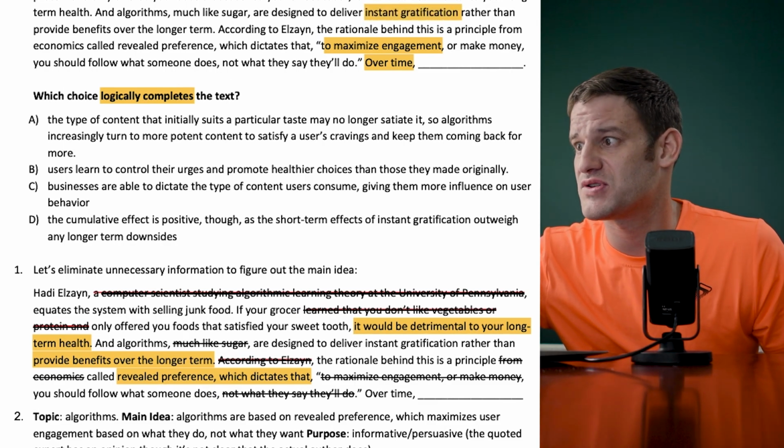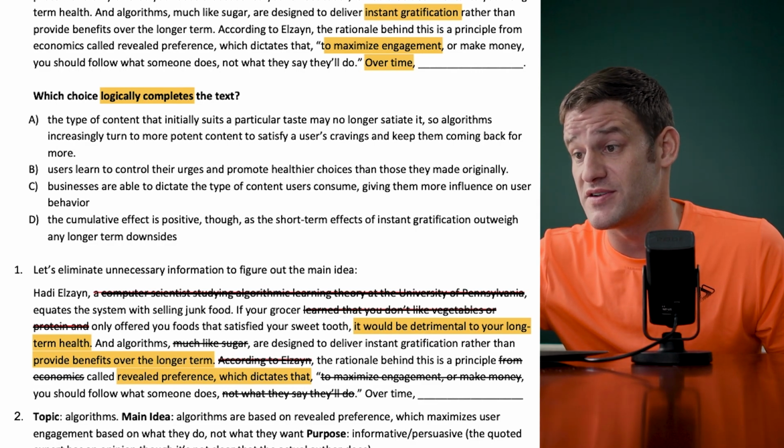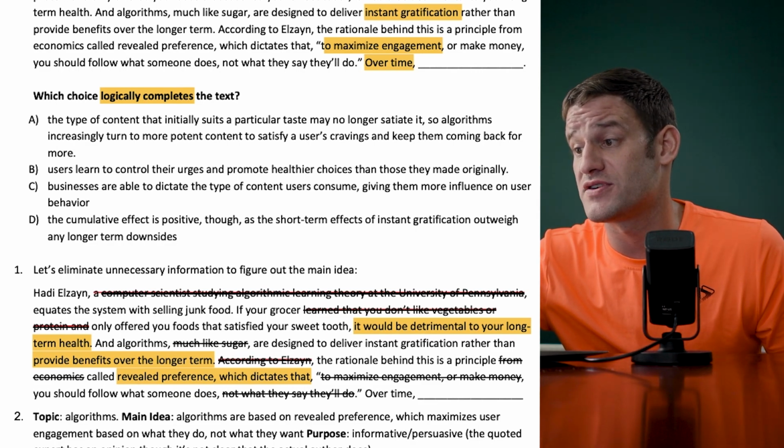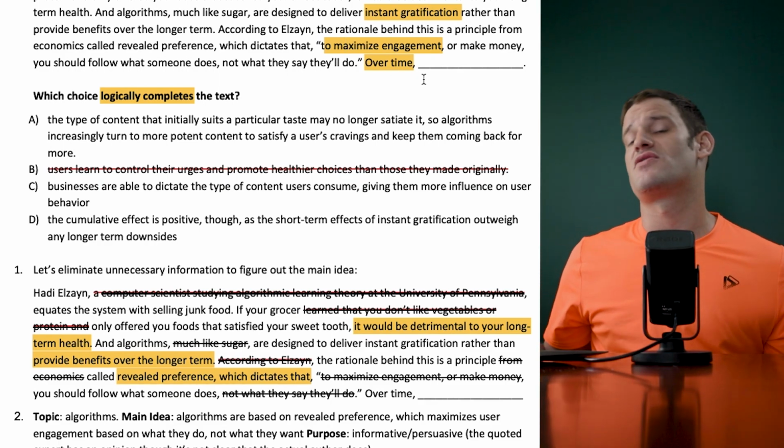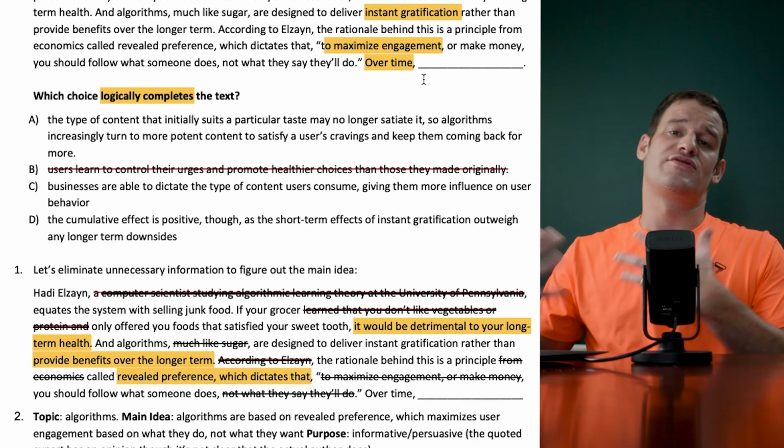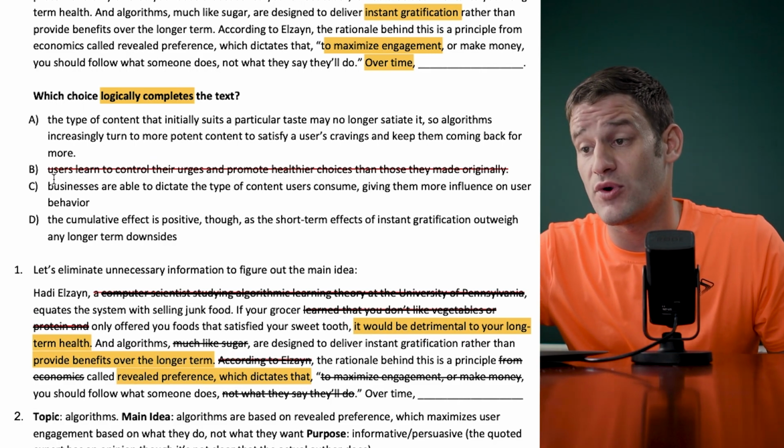So A seems possible. B, users learn to control their urges and promote healthier choices than those they made originally. Okay, that's going to contradict, right, the main idea of this passage. And again, we have over time here. There's no contrast that introduces the blank, so B clearly is not going to work for us.